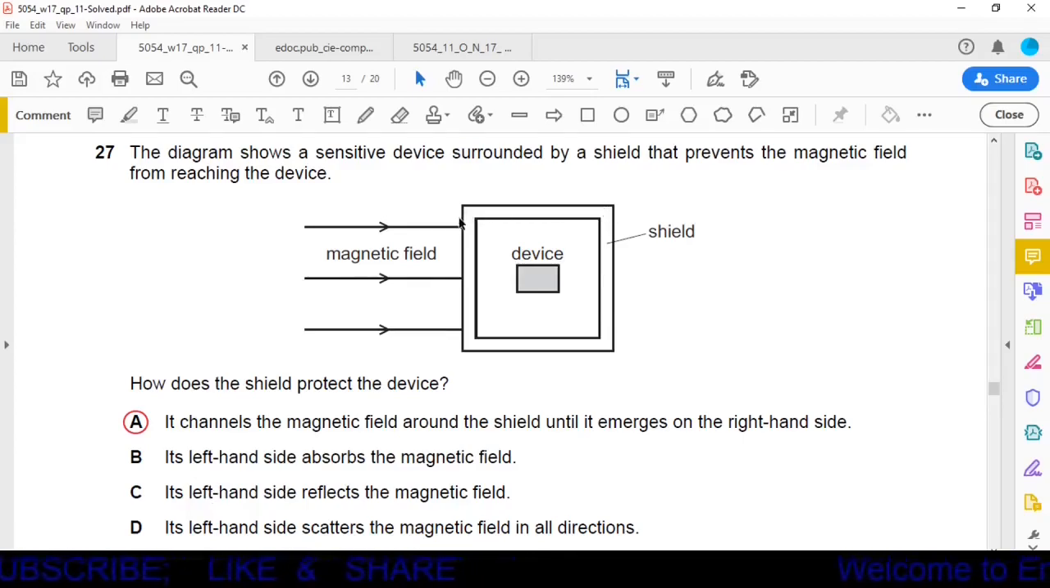Here this shield is made up of soft iron, and iron is a magnetic material. These magnetic lines of force can pass through the iron shield. So when the magnetic field enters the shield, it will pass through the shield and emerge out on the right hand side. And it is given in option A. This shield channels the magnetic field around the shield until it emerges on the right hand side. So option A is the correct one.